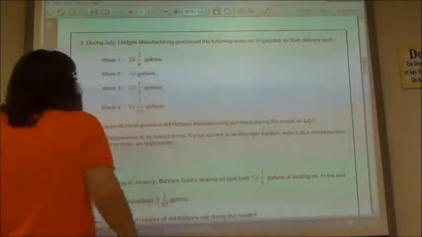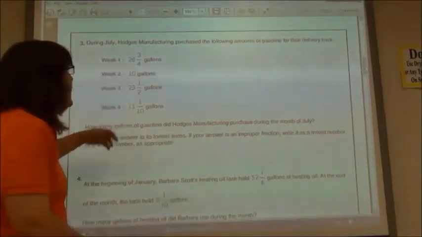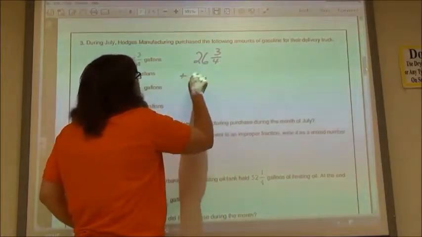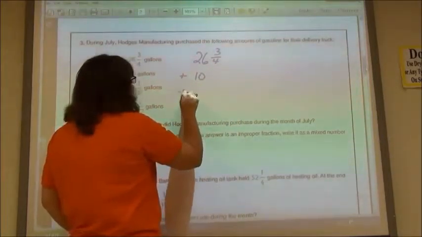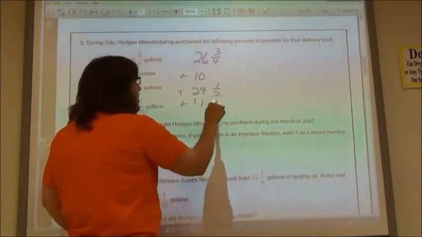The next one there, during July, Hodges Manufacturing purchased the following amounts of gasoline. Week 1, 26 3/4 gallons. Week 2, 10 gallons. Week 3, 29 1/2 gallons. Week 4, 11 1/10 gallons. How many gallons did he make during the month of July? So again, we're going to add 26 3/4 plus 10 plus 29 1/2 plus 11 1/10.